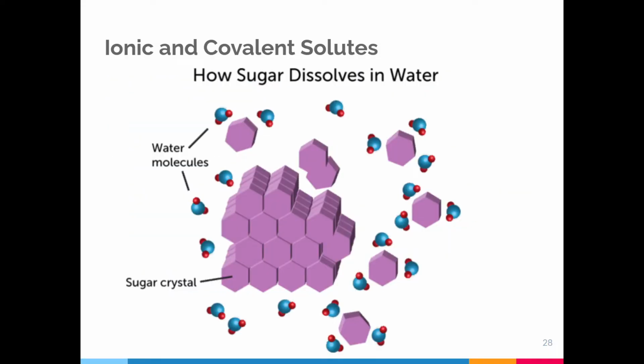So visually it's going to look something like this, where we have the sugar molecules, or glucose molecules, represented by the hexagons, and then we have the water molecules surrounding them, pulling them away from the sugar crystal. And this is how water dissolves sugar.